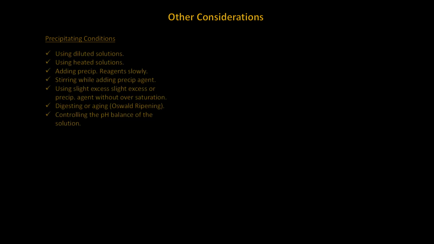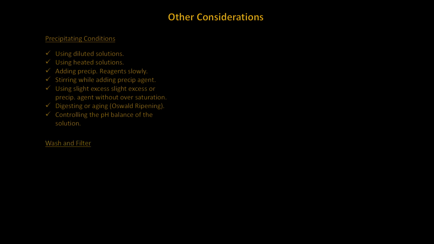As already covered in this presentation, the right precipitating conditions can be achieved by using diluted solutions, heating the solutions, adding the precipitating reagents into the sample solution slowly while gently stirring, adding a slight excess of precipitating agent without oversaturating the sample solution with a common ion, using Ostwald ripening, that is, aging, as well as controlling the pH balance of the sample solution.